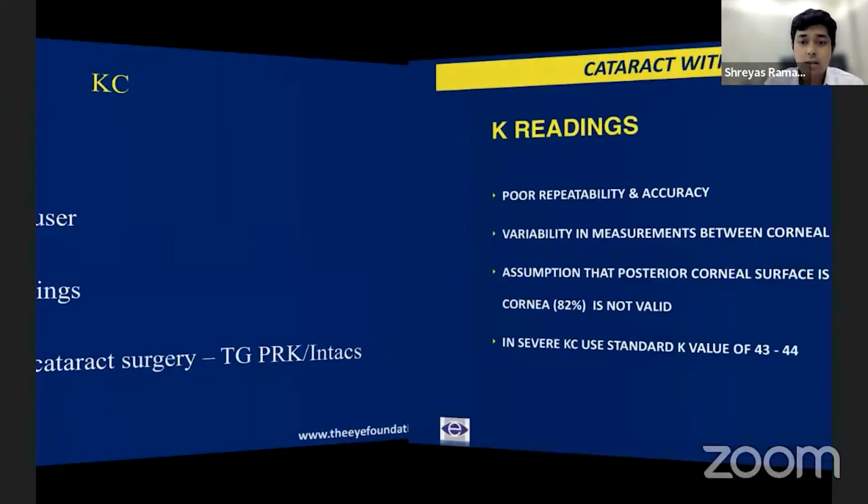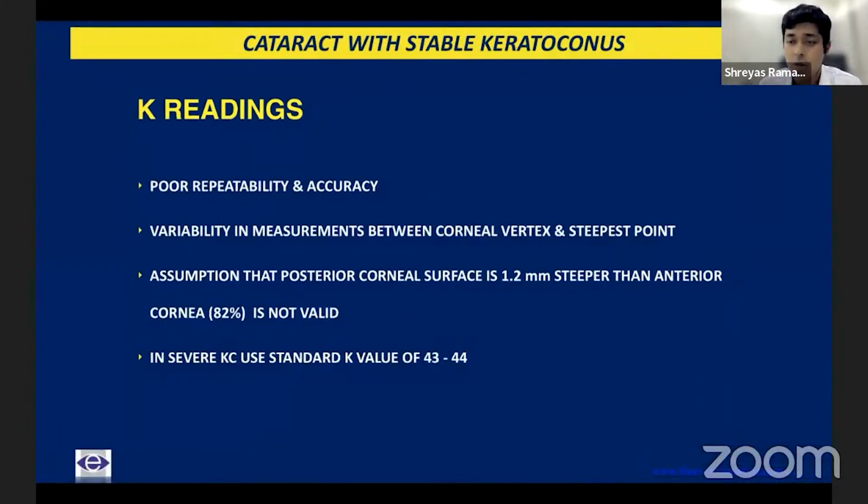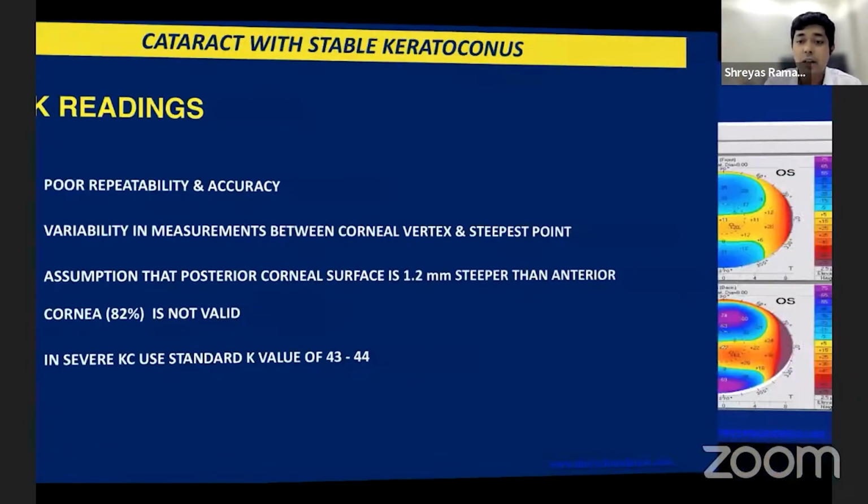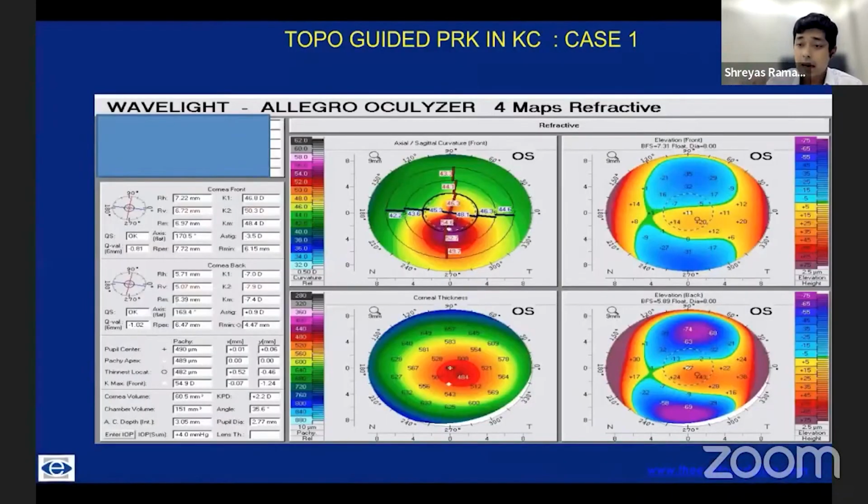So this is just one such example. These are some of the points which Dr. Charuta had already covered, where she mentioned that poor repeatability and accuracy can be a concern. The ratio between the anterior and posterior cornea is not fixed. And where do you measure, whether you're exactly measuring at the vertex or whether you're measuring at the steepest point. All these are the primary reasons why you get variability in measurements. But having said that, if you can optimize the cornea and improve the repeatability of the K reading, it is worthwhile doing so in these patients before taking them up for cataract surgery.